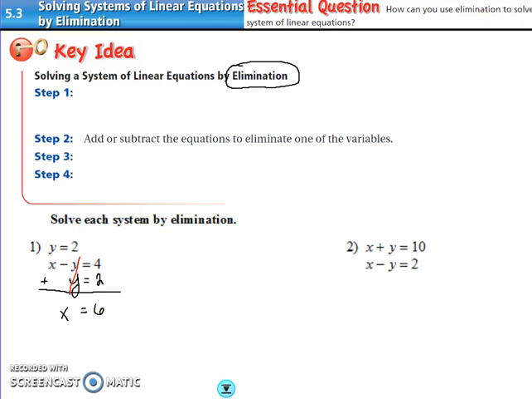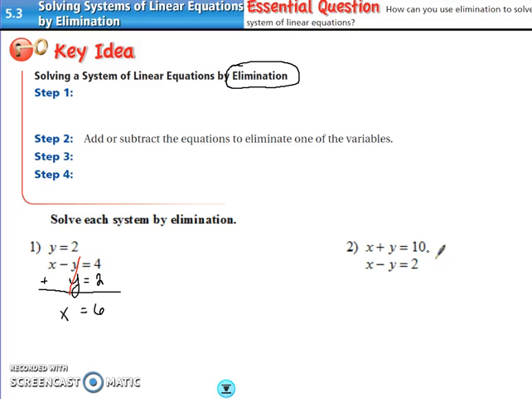Now this way that I've just shown you is going to be how I show elimination from this point forward. It's a little bit cleaner and easier to follow the steps of elimination as opposed to what I had written before. Now in number 2, my goal is to eliminate one of the variables.